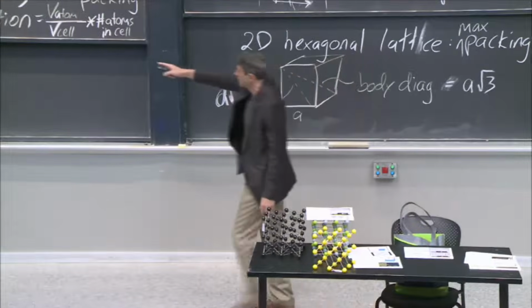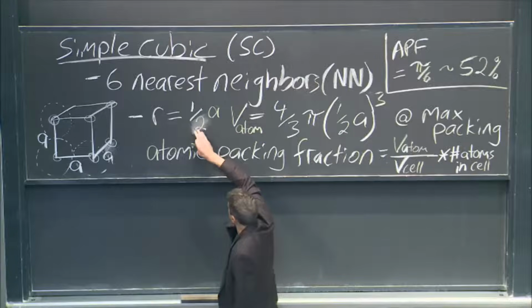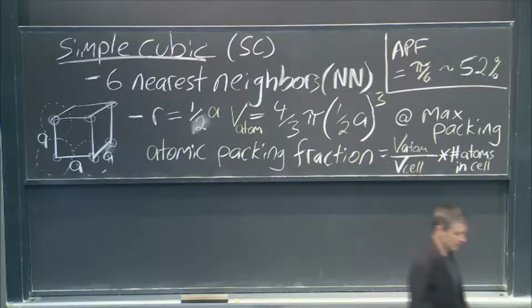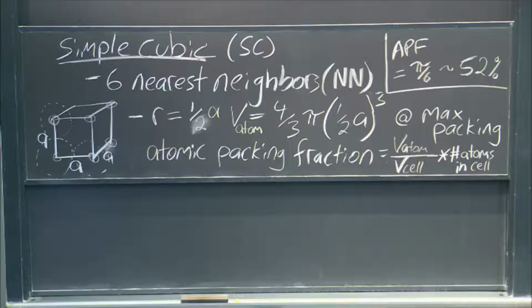And by the way, this was not 1 over A. I wrote it mistakenly as 1 over A. The radius is 1/2 A, okay, over there. All right, which is correct here. Okay, good. Now, next crystal structure.